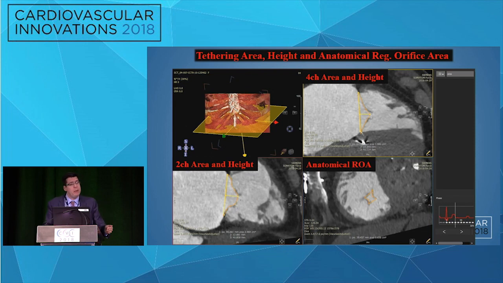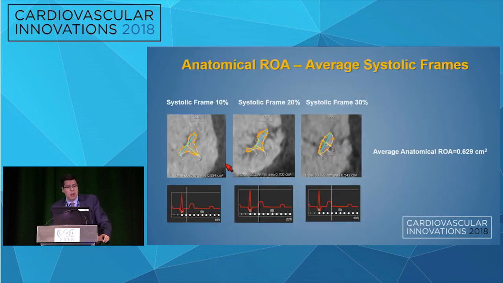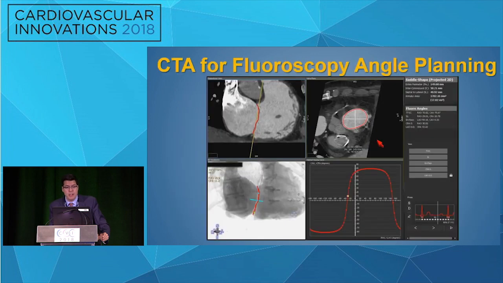These are parameters that have been brought from transthoracic echocardiography literature, but completely applicable to the understanding of the dynamism of the tricuspid annulus, as well as this tethering and tenting area that might be actually a predictor of recurrence or lack of complete success. We can also measure the anatomical regurgitant orifice area throughout several phases of the systolic cardiac cycle, and we can do the averaging of that.